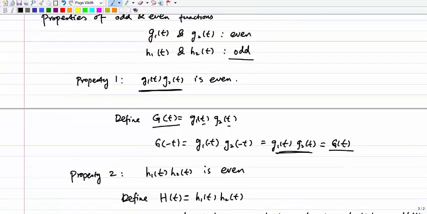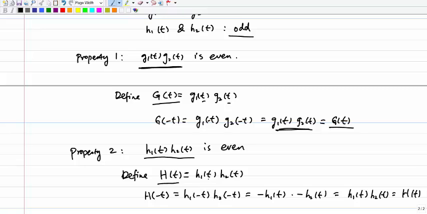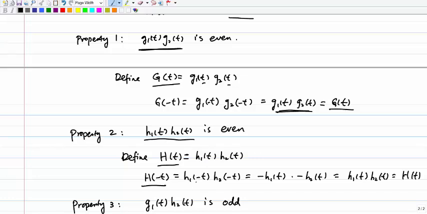So the second one is h1(t) and h2(t). The product h1(t) times h2(t) is also an even function. The idea is quite similar to the previous one. If I define H(t) to be the product of h1(t) times h2(t), then H(-t) is h1(-t) times h2(-t), which are odd functions. So this is negative h1(t) times negative h2(t), right? Because the negatives cancel out, it's the same as h1(t) times h2(t), which is H(t), which means this is an even function. So the first property set: the product of two even functions or two odd functions is always even.